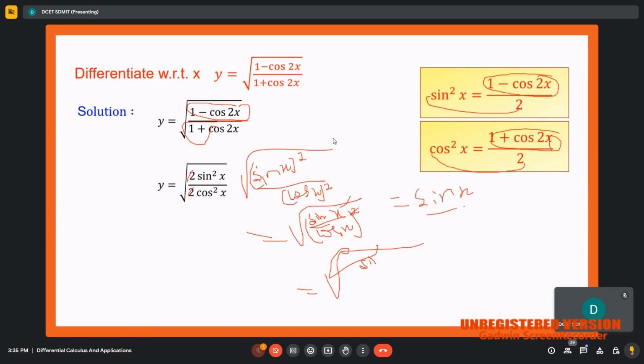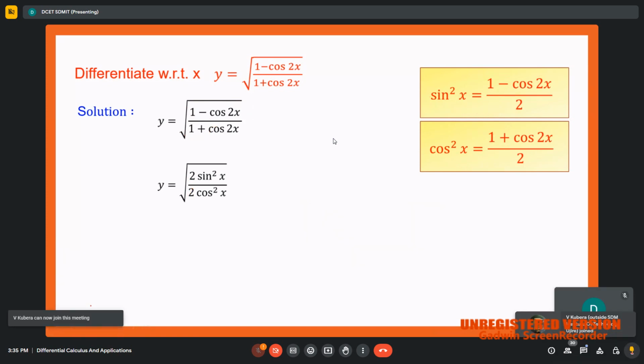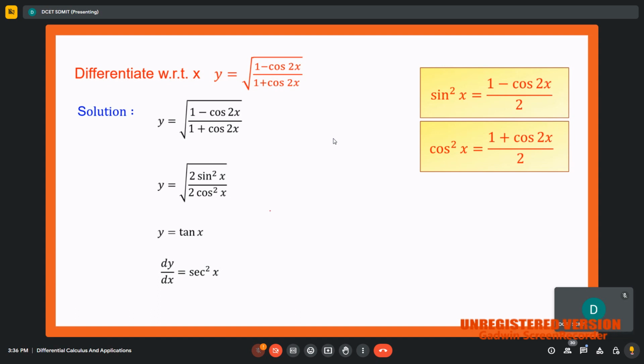What is sin x divided by cos x? Very good, tan x. Sin x by cos x is tan x. Now tell me, what is the differentiation of tan x? By using the standard function, very good, differentiation of tan x is secant square x.